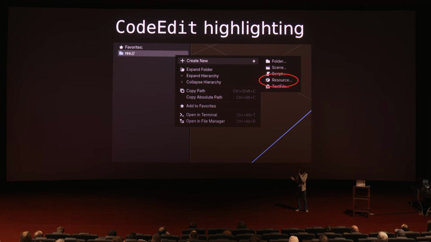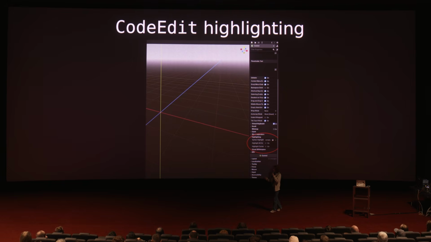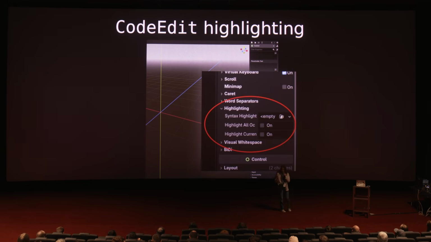So first off, you would go to your file tree and you'd create a new resource. And what resources are in Godot is, resources can be a lot of things. So let's say you want to create a mesh node and you want to set that node to be a cube mesh. Then that cube would be also a resource. But the resource we want here is the code highlighter resource. And all you have to do is go to the code edit and go to the inspector and set this as a source in there.